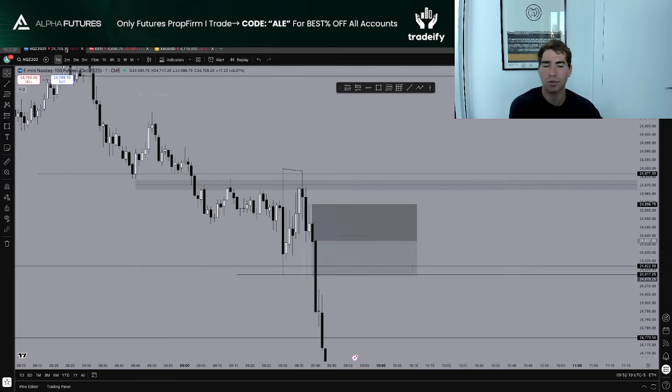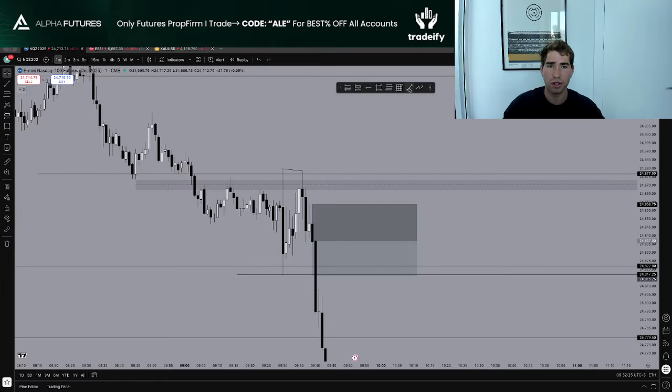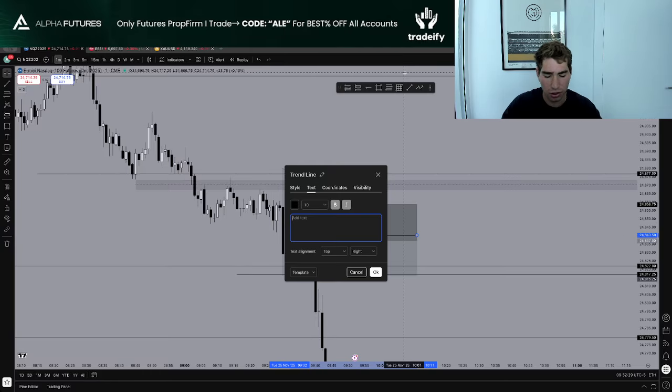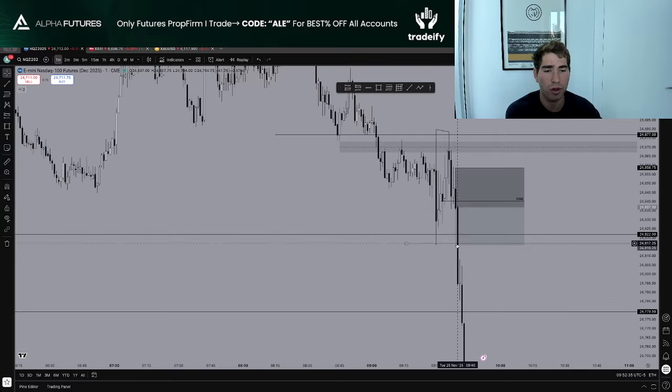Huge SMT at the 930 high. And then we had a 1 minute change in state and delivery to the downside right here. And that is when I entered in short, right? 15-minute gap, 1 minute CISD, SMT at the high. Pretty simple, easy mechanical model.